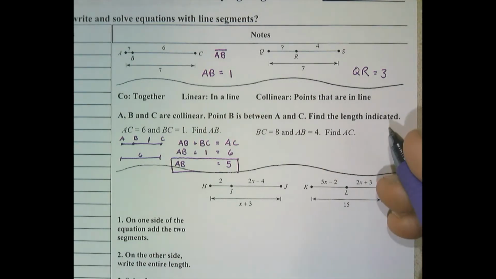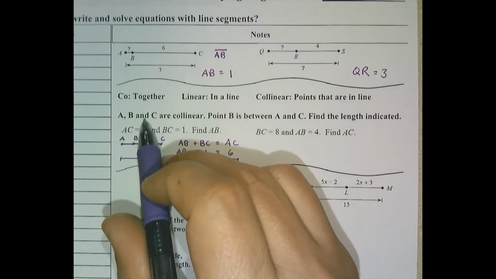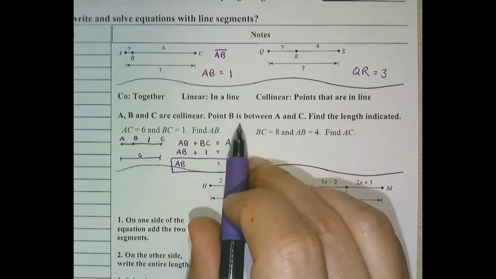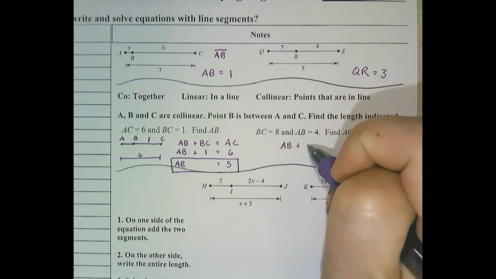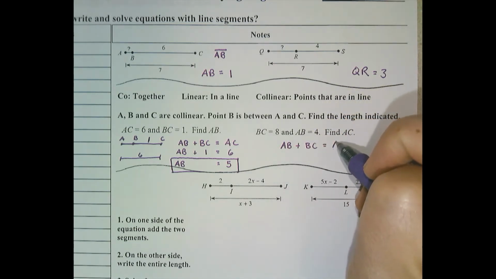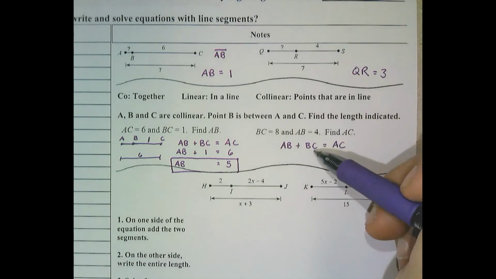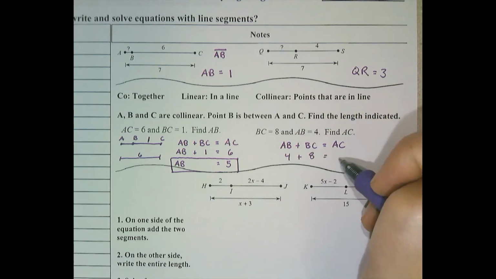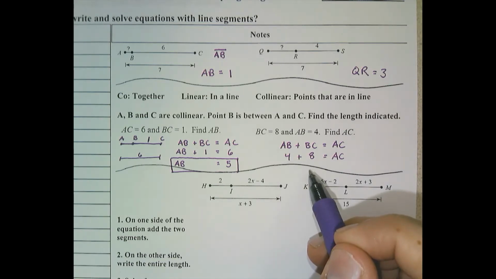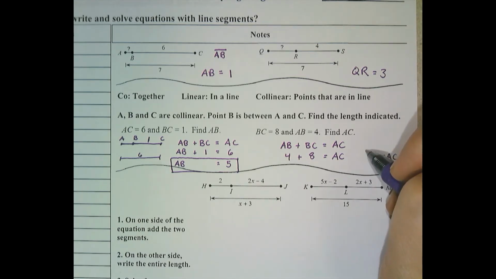So in the next problem I'm going to do it without a drawing so you can see how that works out. Again, we have the same setup. A, B, and C are collinear. Point B is between A and C. So symbolically AB plus BC is equal to AC. And then we're just going to plug in our knowns and our unknowns. BC is 8 units. AB is 4 units. What is AC? Here we're just simplifying the left-hand side of the equation, and we get 4 plus 8 is 12. So the length of the full segment, AC, is 12 units.